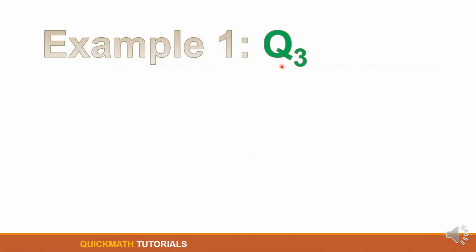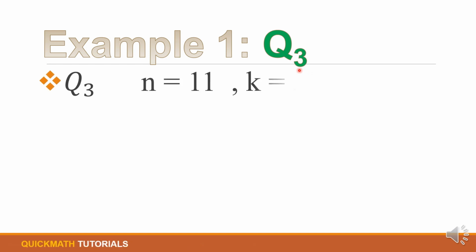For our upper quartile or Q sub 3, our n is equal to 11 and our k is equal to 3.